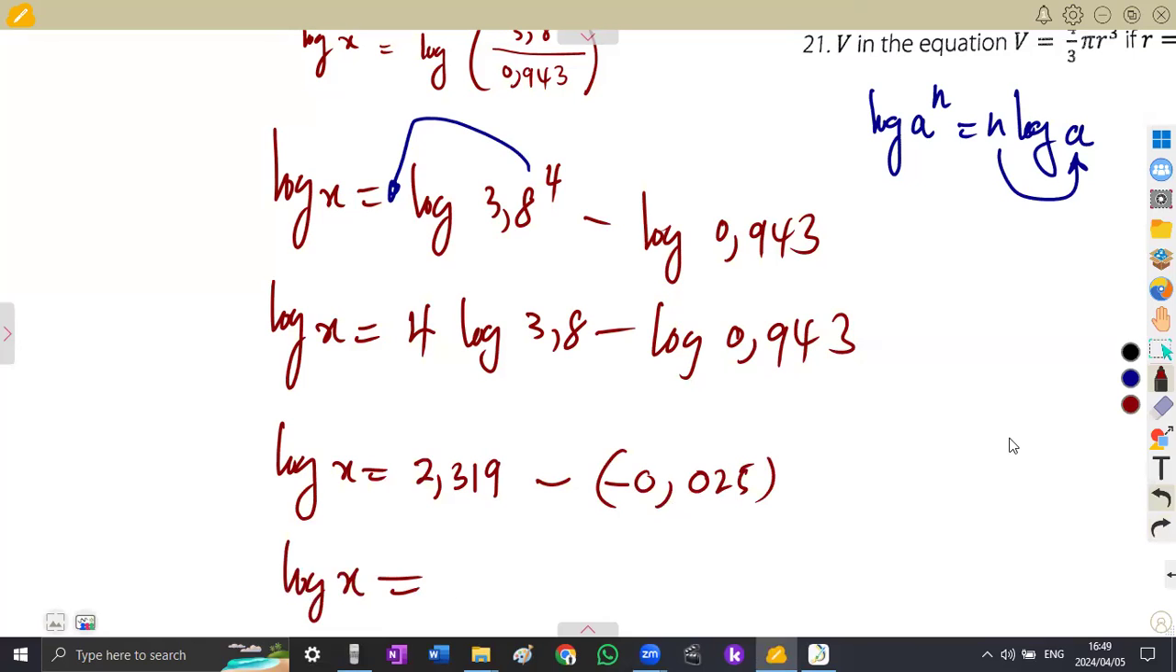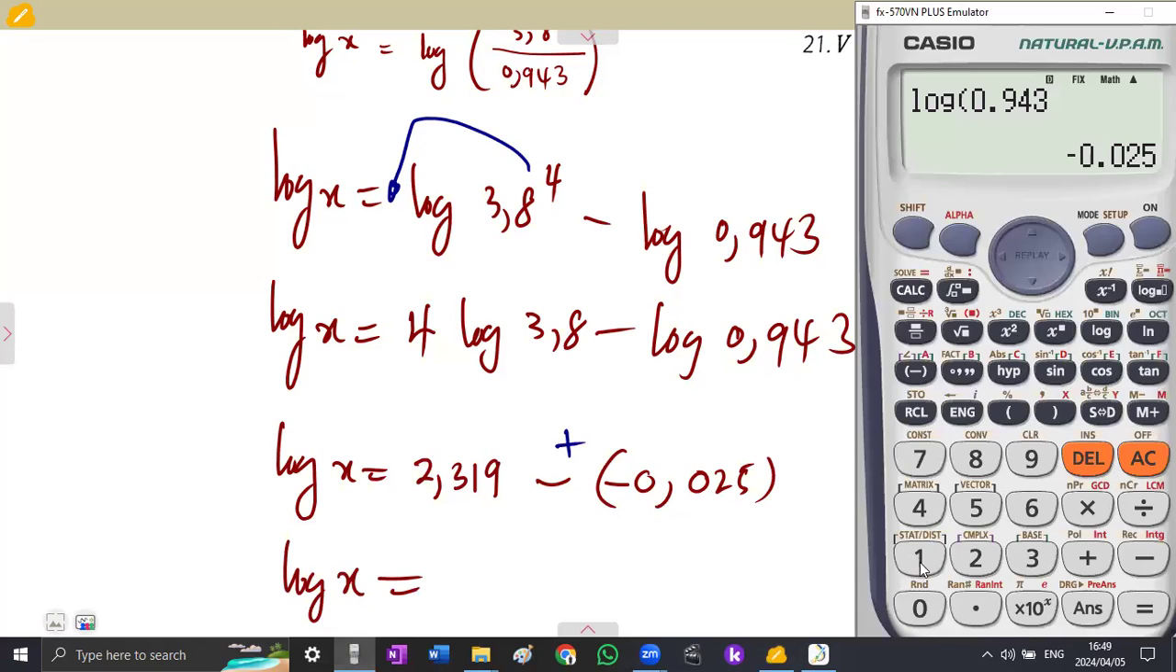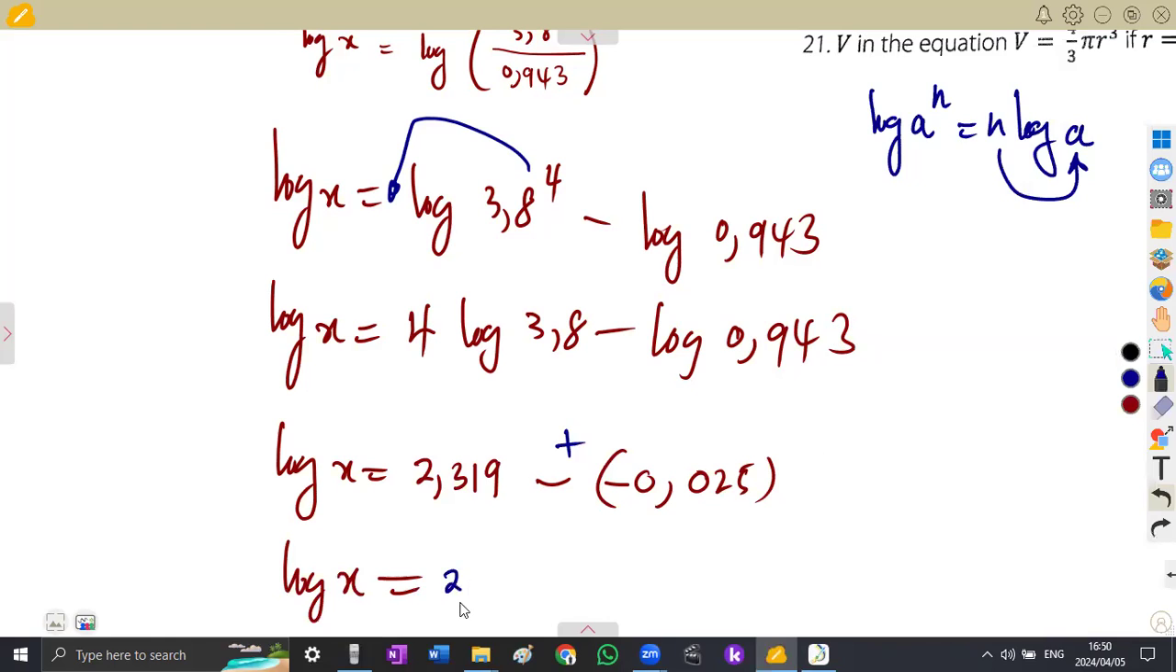So the logarithm of x is going to be equal to what? Minus and minus, that's a plus. Or just use your calculator as usual, 2,319 minus, what are we subtracting? We are subtracting a negative 0,025. So meaning to say our calculator can simplify this, does not mind anything. That is going to be 2,344. So here we're going to obtain 2,344 from this simplification that we are having.